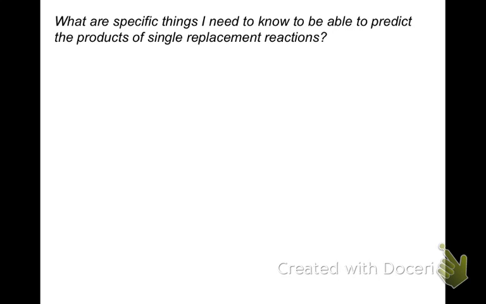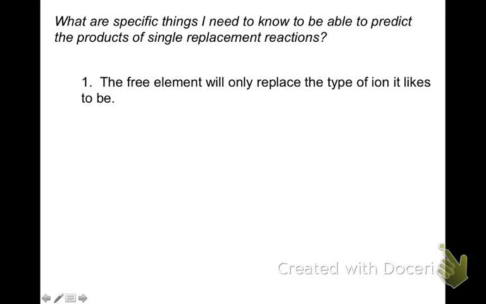Alrighty, we are talking about 7.3 and specifically predicting the products of single replacement reactions. So this is the first section under 7.3. These are actually in your notes under 7.2 as well, or they should be. So you don't necessarily need to rewrite them if you already have it, but this is what should go in 7.3 for single replacement reactions.